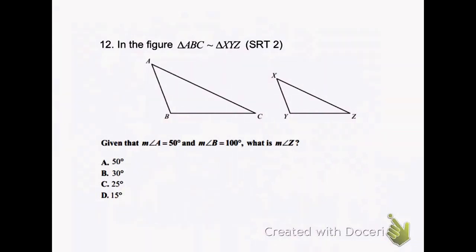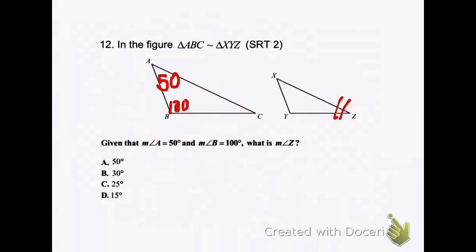Number 12 says, in the figure, triangle ABC is similar to triangle XYZ. Given that the measure of angle A is 50, so I'm going to put 50 at angle A, and angle B is 100, so I put 100 at angle B. What is the measure of angle Z? I want to find how many degrees angle Z is.